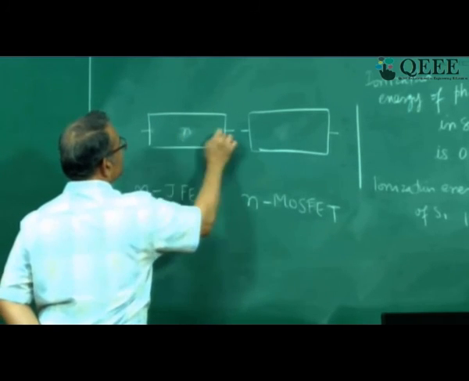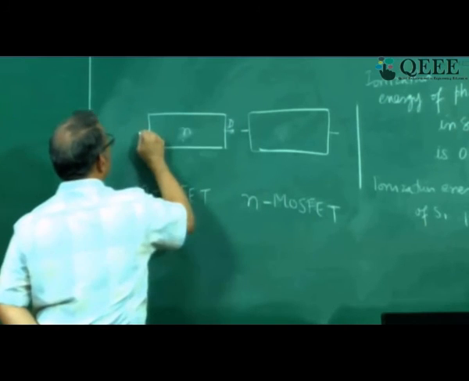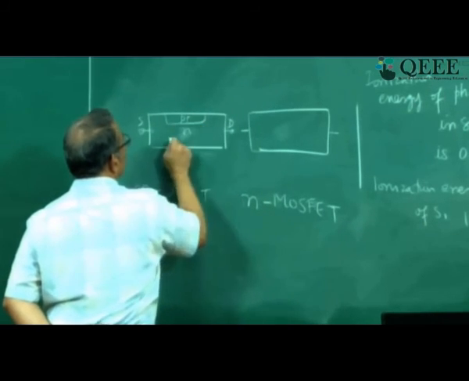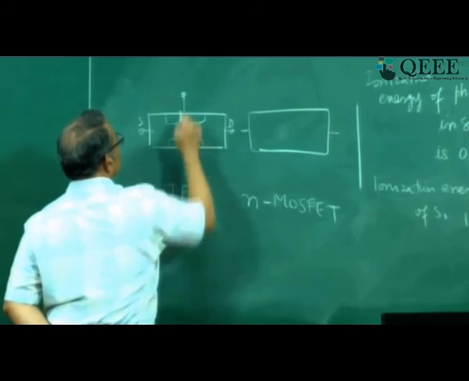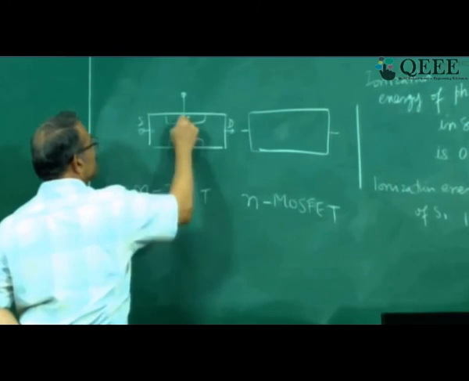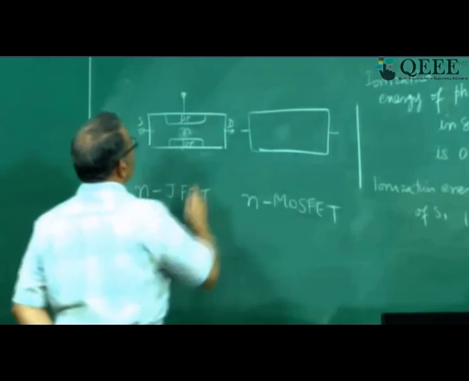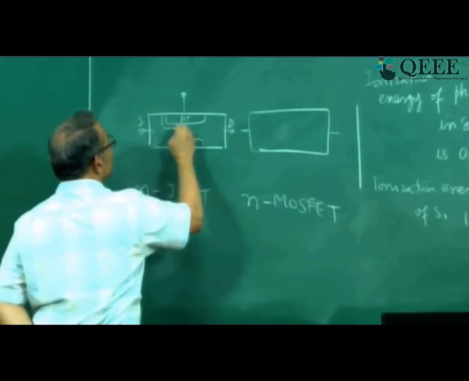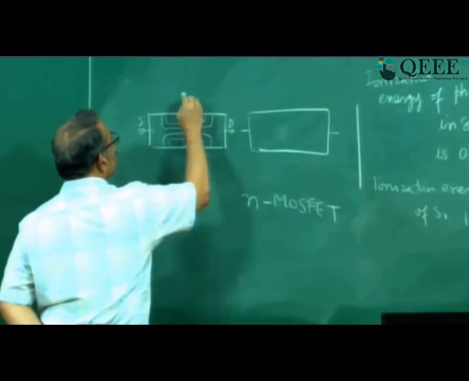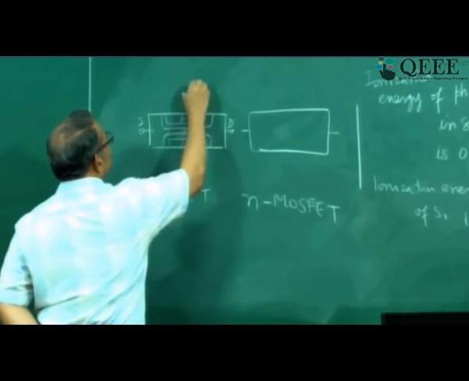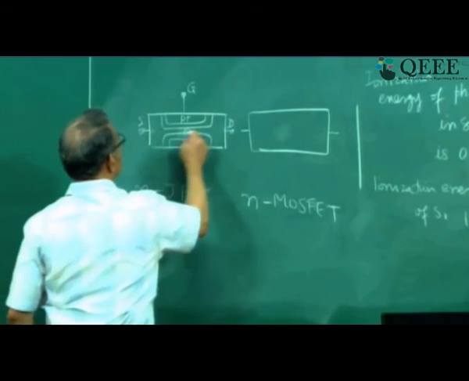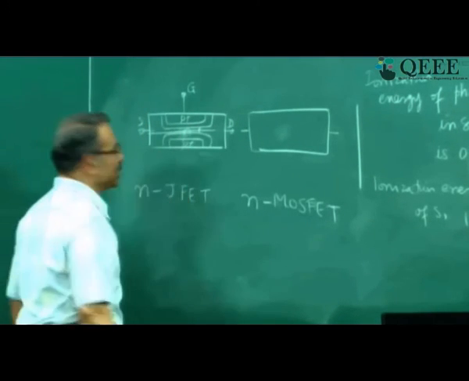This is the n region in which current is flowing between, say, drain and source, and the gate will be made of a PN junction. So this is the gate. Imagine that both these are connected together. That is why it is called a junction FET. So now you will have a space charge region here. When you vary the voltage of this gate with respect to source, the space charge region will vary and the amount of current that can flow between drain and source will change.